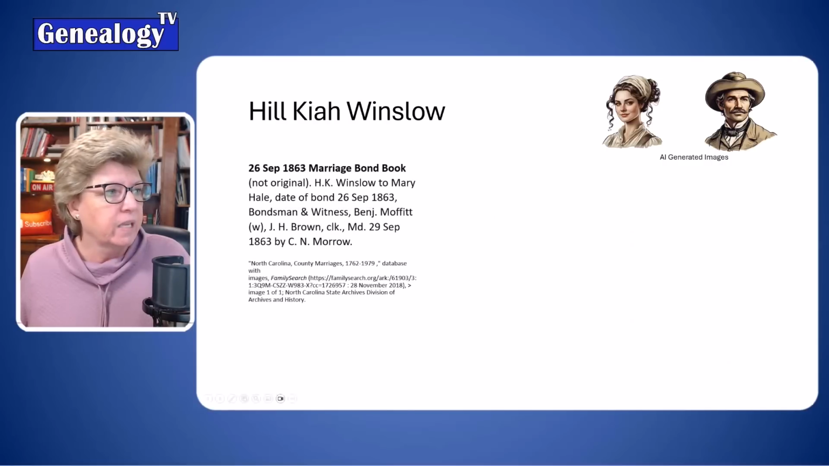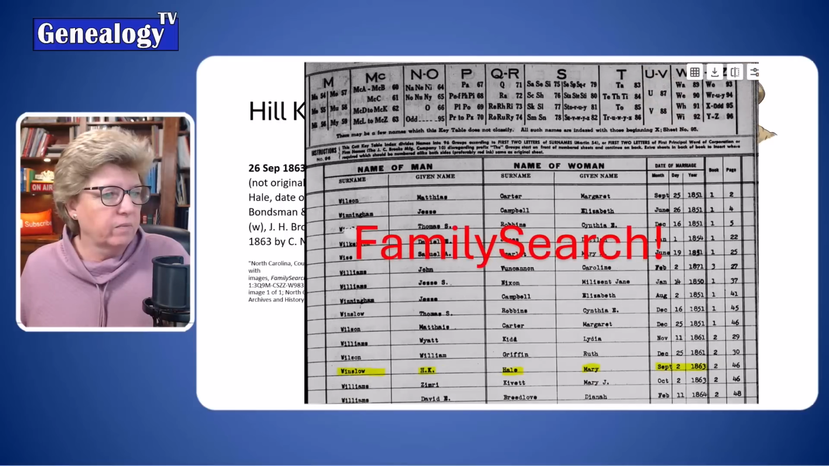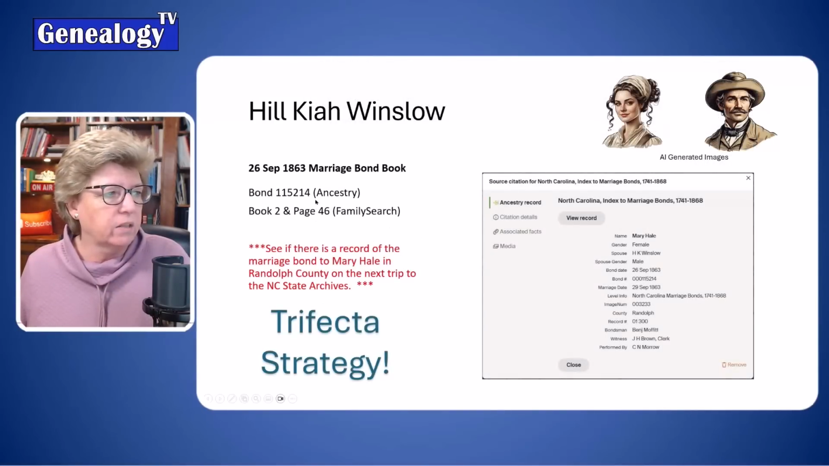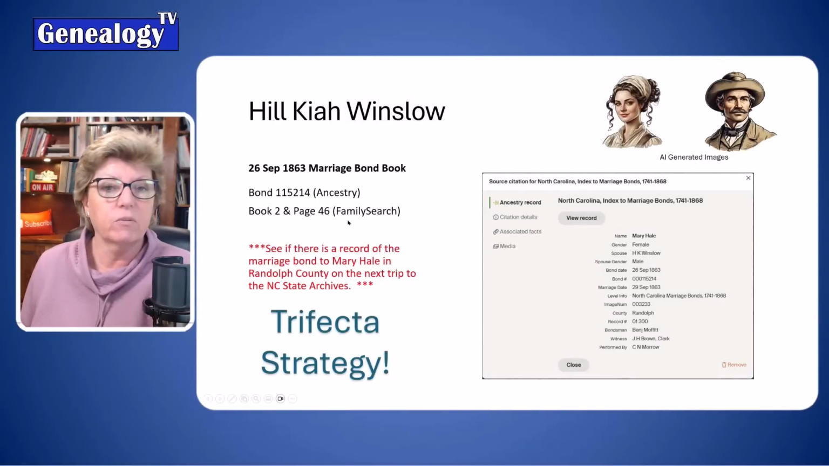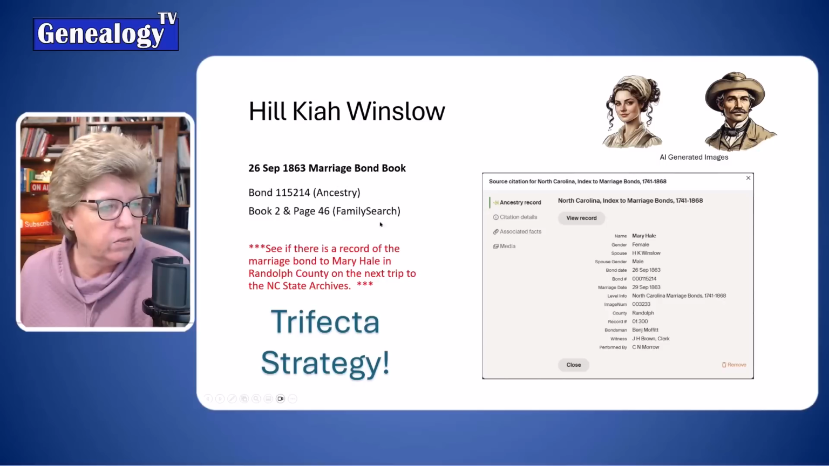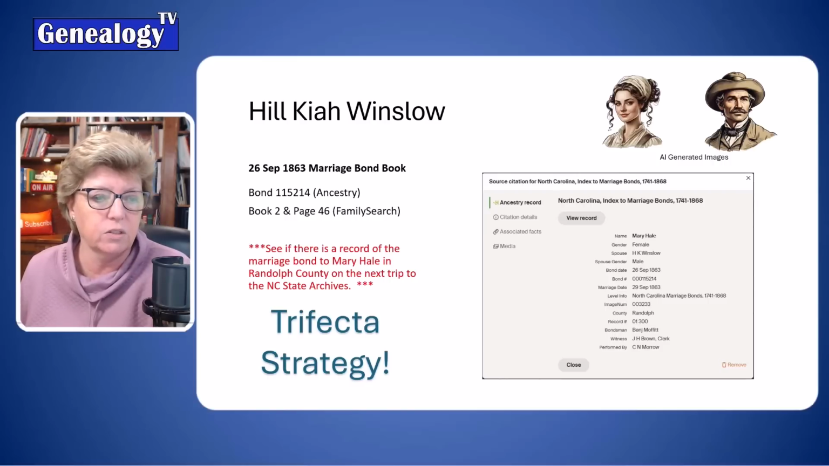So then, with that same information, I go digging on FamilySearch, and I actually find an image of the index, and it says book number 2, page 46. Yay! Again, I need to go find this at the North Carolina Archive, so I've now got the bond number, book and page, from 2 different sources, and this is using the trifecta strategy, right? We've got 3 different locations: Ancestry, FamilySearch, and it's going to be the North Carolina Archives as it pertains to this specific marriage.